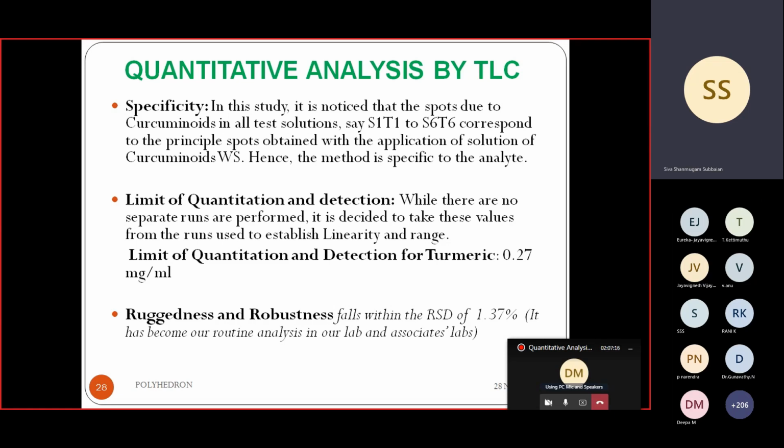And ruggedness, robustness is nothing but carrying out the similar analysis by different people. If you get the same results when different people carry it out, and if you get the same results at a different laboratory at different times, and still get the same results, then this method can be declared rugged and robust. Since we are following this method in our laboratory for years together, and we always get acceptable results, we conclude that it is rugged and robust, and we did not take time to explain it with a different set of experiments. So I'm not taking it further. It will take a lot of time, so I'm stopping this.